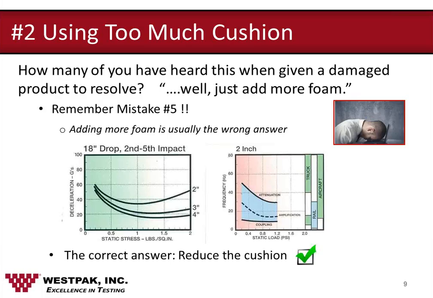Looking at the graphs we have here, on the left there is the cushion curve, which in the x-axis has static loading pounds per square inch, and in the y-axis has deceleration level in Gs. The one on the right is what's called a vibration transmissibility plot. Again, it has static stress in the x-axis, or pounds per square inch, but in the y-axis it has frequency. And so what you want is your product to be above the attenuation line in frequency where it resonates at.